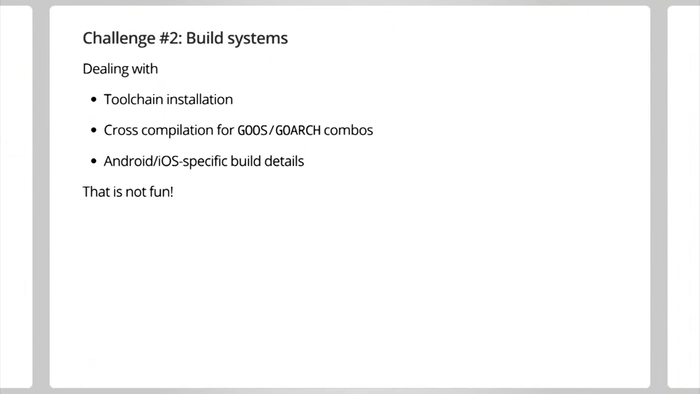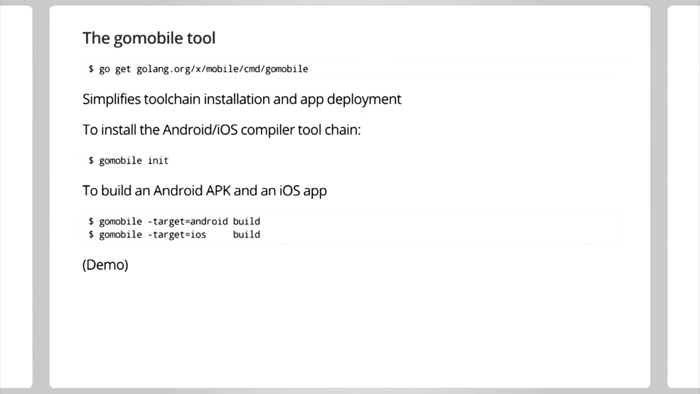You'd have to deal with the toolchain installation, cross-compilation for all the mobile platforms and their combinations, and you have to deal with the Android and iOS-specific build details, there are gazillions of them. And that is not very fun. So give up? No, not yet. We have a Go mobile tool. You can go get this tool. Basically, the purpose of this tool is to simplify the toolchain installation and app build and deployment.